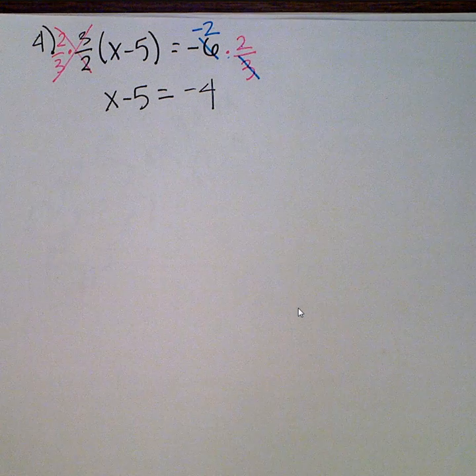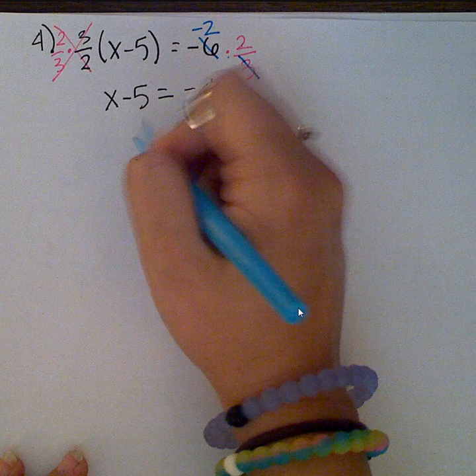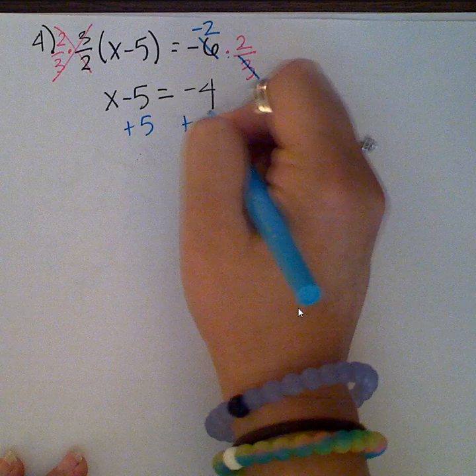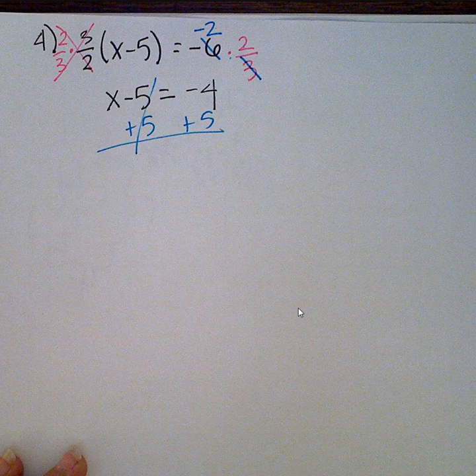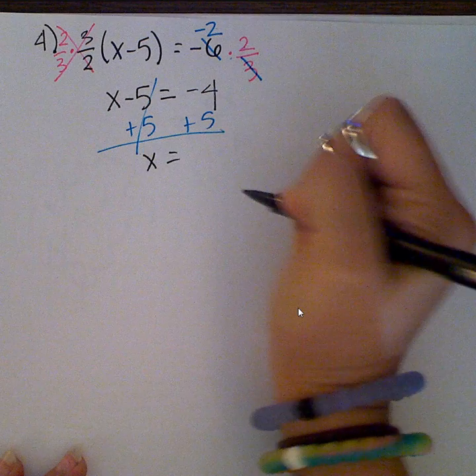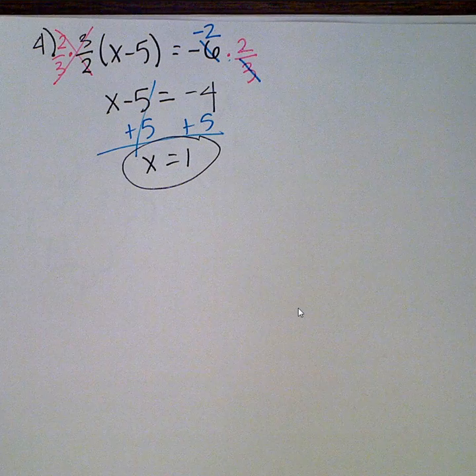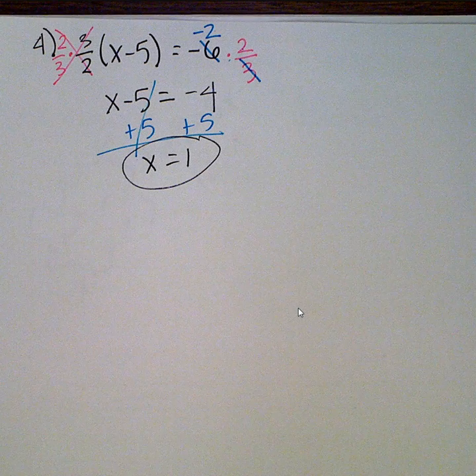Alright, is our variable by itself? No. So we need to move our -5. And how would we move that? Add 5 and cancel it out. Add 5 to both sides. Awesome. And that cancels it out here. And we bring down our x equals, what's -4 plus 5? 1. So that's what you should have gotten for homework problem number 4.